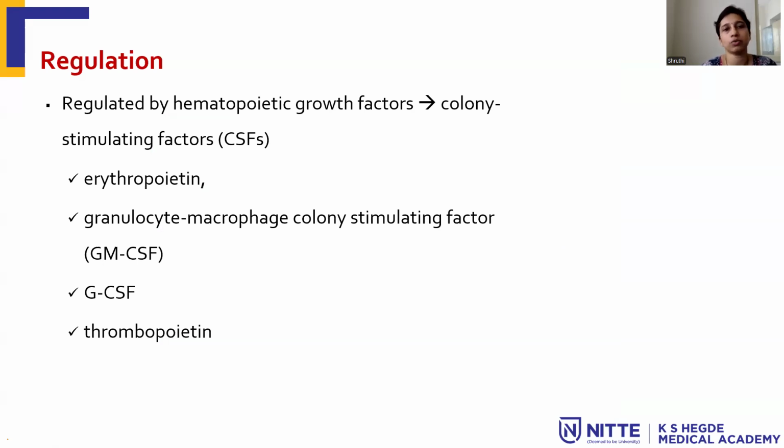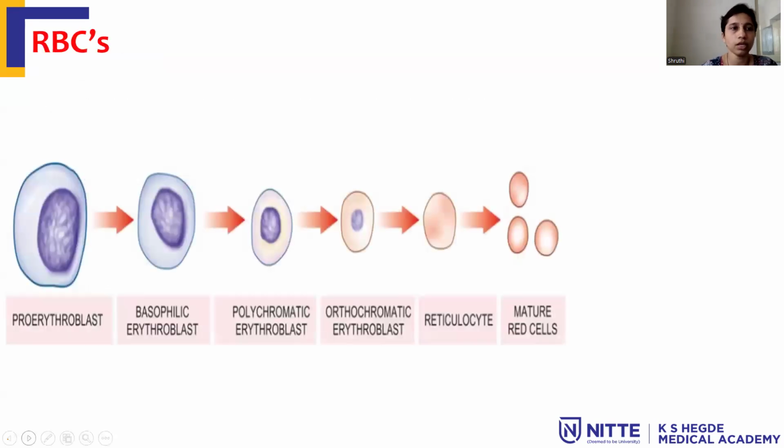So the examples for these growth factors are erythropoietin, which will lead to production of the RBC, thrombopoietin leads to production of the platelet, and G-CSF or GM-CSF, that is granulocyte macrophage CSF. This will lead to formation of granulocytes like eosinophil, basophil, and monocyte, and this will lead to production of neutrophils. So these are the growth factors.